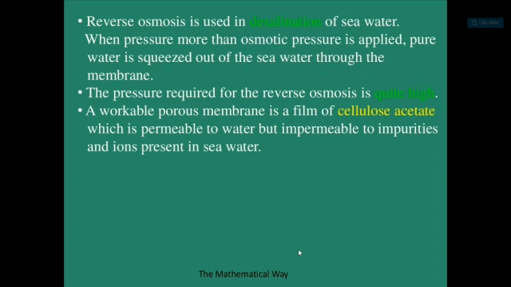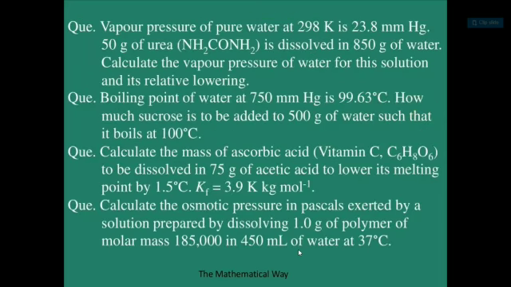Cellulose acetate is the porous membrane which is used as a semi-permeable membrane. It is permeable to water but impermeable to impurities and ions present in the seawater. Some questions are again given here. Try to attempt these.